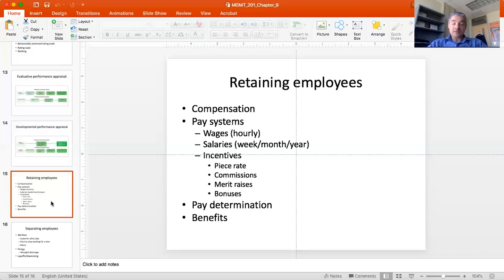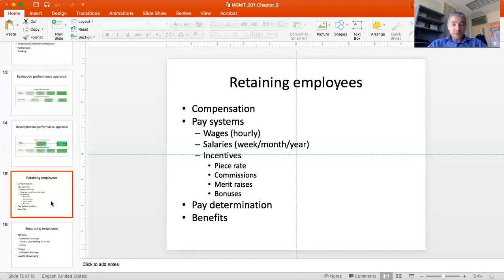Could be piece rate, right? If you work for some sort of a manufacturing company, they may be paying you a set amount for each piece that you produce, whatever widgets you're trying to make. So the more you make of those widgets, the more you make in terms of money. That does provide incentives for you to do a good job.